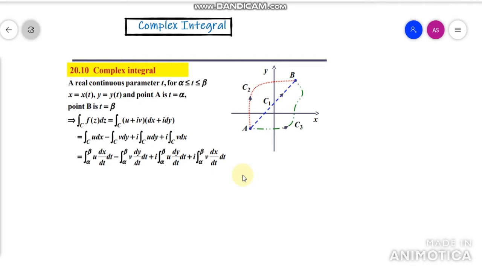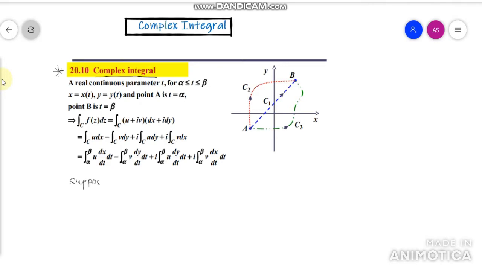In this lecture we are going to see the topic complex integral. Okay, first of all, see the definition. Complex integral. In an easier way I would like to illustrate.